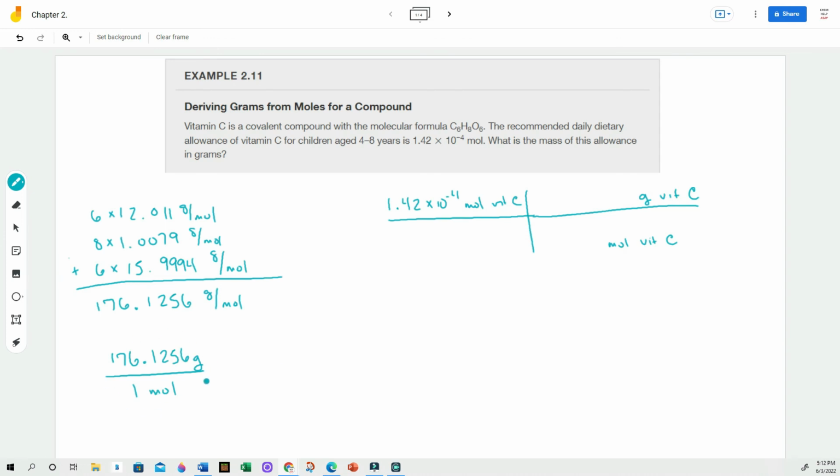So now again, this is where it's easier to see it like this. That's 1 mole and 176.1256 grams. You can see that my moles cancel. I'm left with grams. And, whoops, I'm going to put this underneath. If I do this calculation, I get 0.0250 grams of vitamin C.